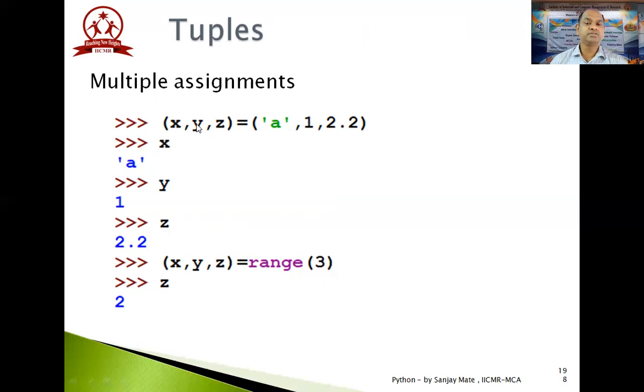Yes, if I want to assign a range or sequence to this x, y, z, you can have x, y, z is equal to range 3. So 0 will be assigned to x, 1 is assigned to y, and 2 is assigned to z.